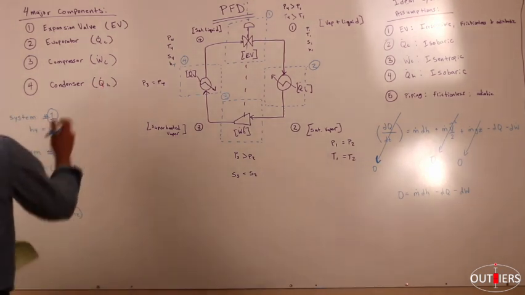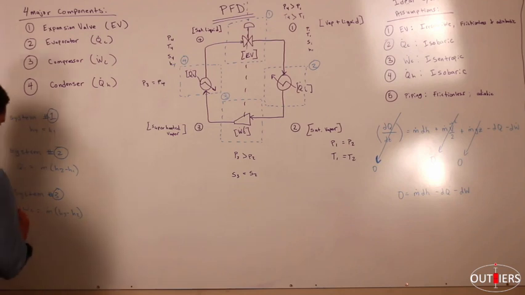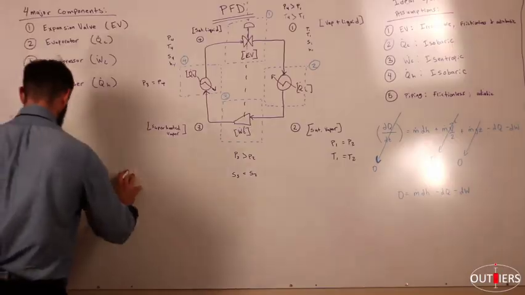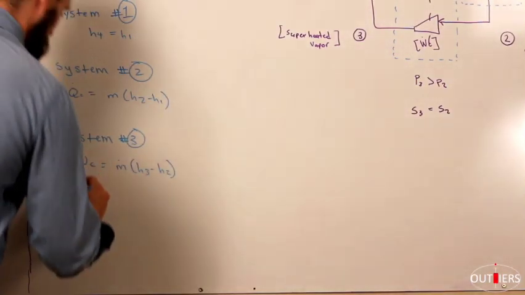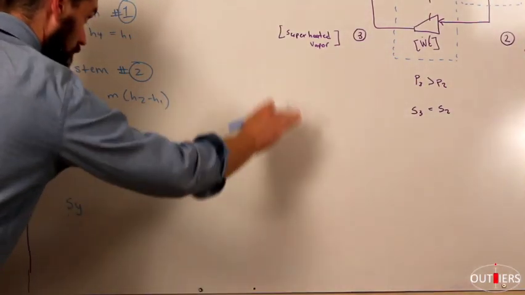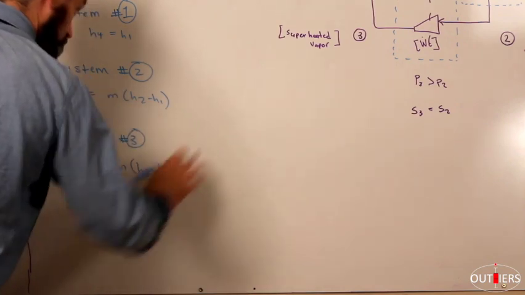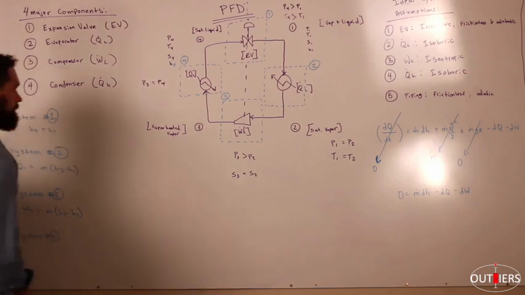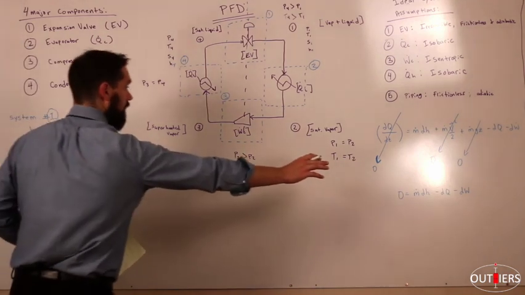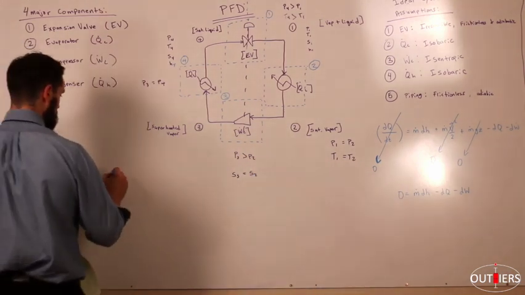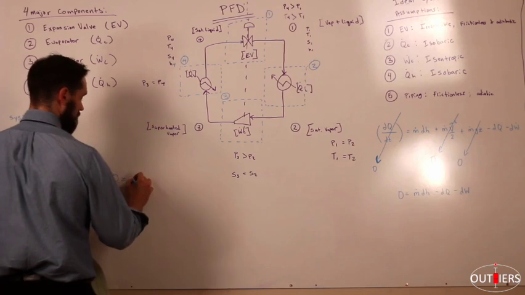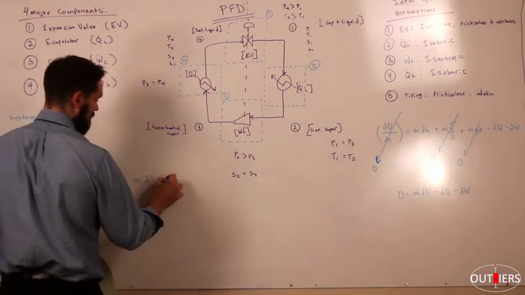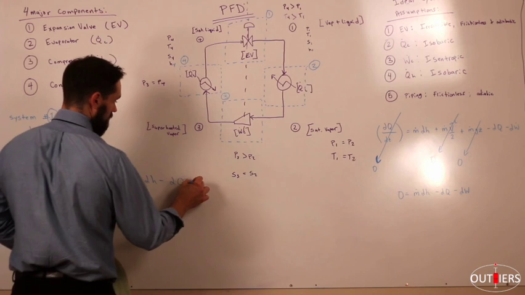The last system that we have to look at is system 4. Just for uniformity, I'll write system 4 right here. We'll do all the proofs right here. Okay, so we'll start with our reduced energy balance: 0 equals m dH minus dQ minus dW.